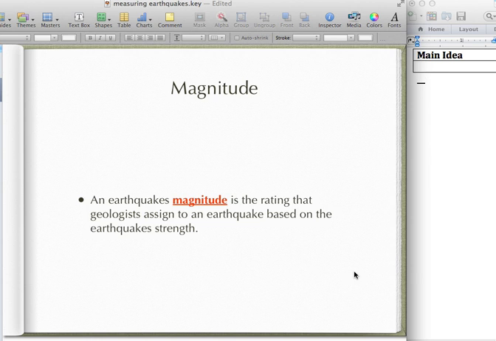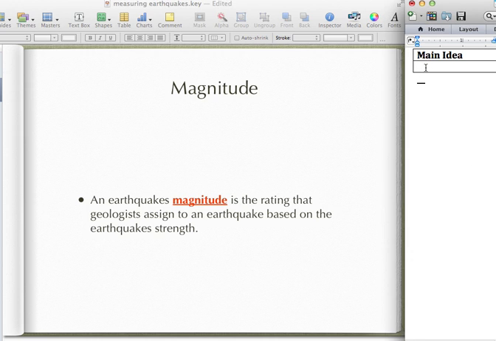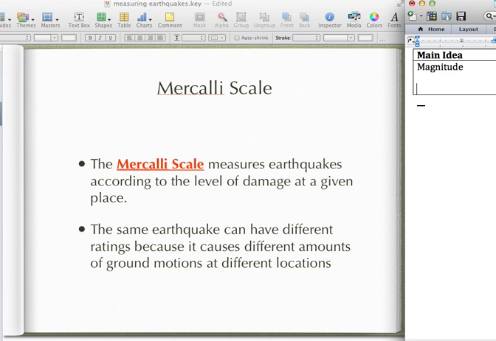An earthquake's magnitude, that term refers to the rating that geologists assign an earthquake based on its strength. So magnitude is just a rating of the earthquake based on its strength. The bigger the number, the stronger the earthquake. And now we'll look at three different ways that we can rank earthquakes. Each one has its pros and cons, and we'll see which one we use today.